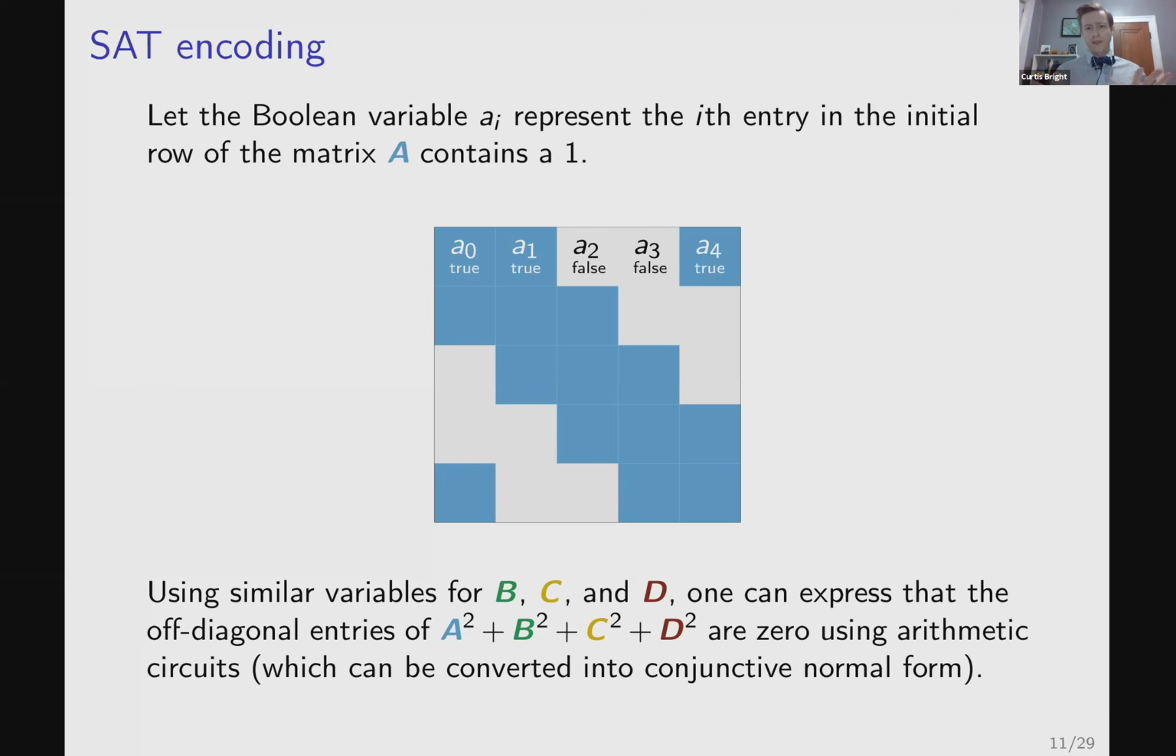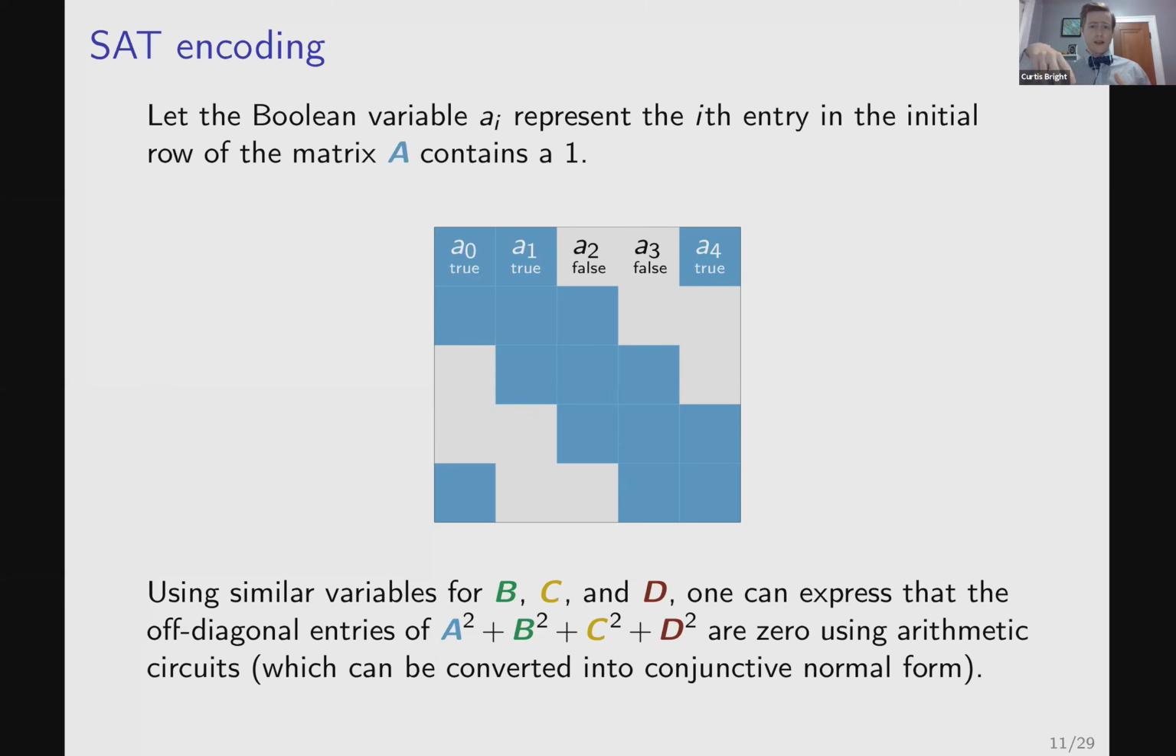But then you want to specify that those matrices are, in fact, Williamson. You want to do this in Boolean logic. And in fact, there's a simple way to do this. So recall, you want to specify that all the off-diagonal entries in this sum of the squares are going to be 0. What you can do is for every off-diagonal entry, you can specify an arithmetic circuit which is going to compute that entry, in terms of the Boolean variables.